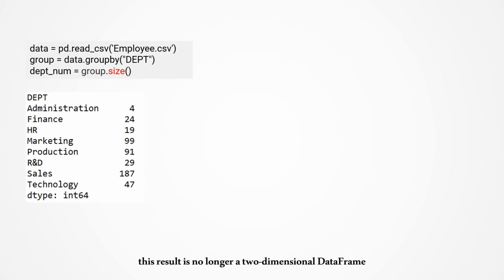However, this result is no longer a two-dimensional data frame, but a one-dimensional series, and it cannot continue to apply the methods of data frame. The grouping and aggregation result is also a structured data table with rows and columns. Why not stick with the data frame? Why invent something new? It's quite puzzling.